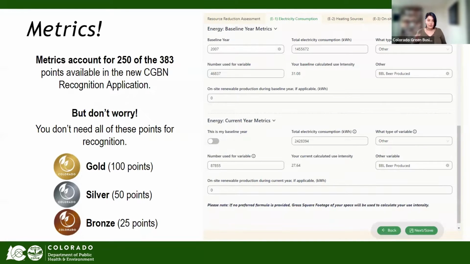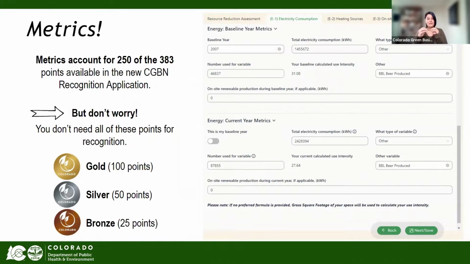So the first thing that we wanted to mention is that metrics are a really important part of our recognition application. And this is because out of the 383 points that are available for recognition in our new application, about 250 of those are tied to metrics.